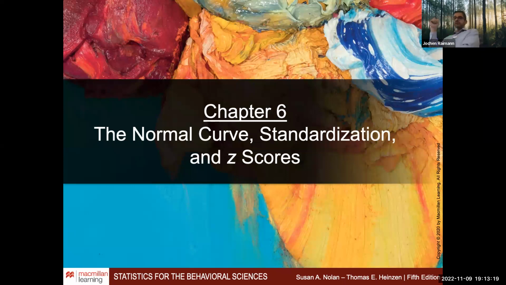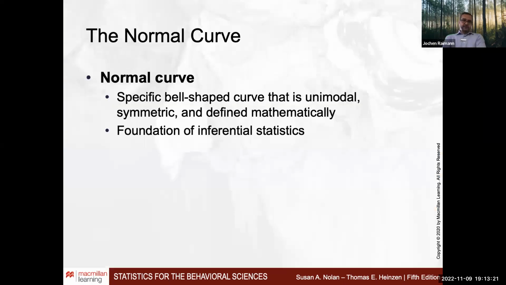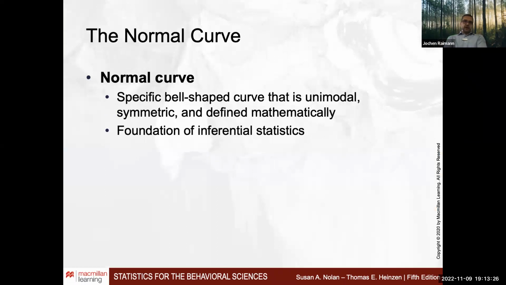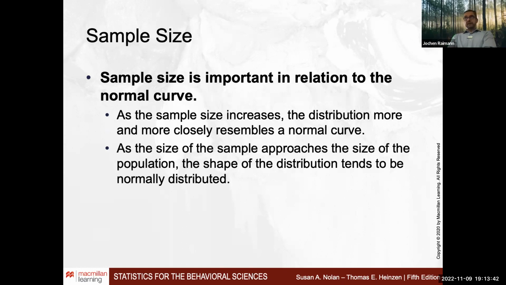So the normal curve is unimodal, symmetric, and bell-shaped. It's the foundation of inferential statistics. We'll talk about parametric versus non-parametric tests. The underlying assumption of a parametric test is that there's a normal distribution. So all these tests that we're doing in this class, except for the chi-squared test, work under the assumption that the underlying distribution is normally distributed.